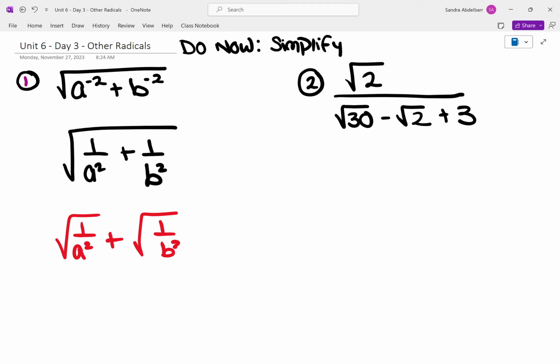No, because once again, what is this? A binomial. Can you split a radical through a binomial? No. So if you did this, you would have ended up with 1 over a plus 1 over b, and that's wrong. If you did it this way, you would have ended up with 1 over a plus 1 over b, and that's wrong. We cannot split a radical through a plus sign. Can't do it. So if we're not allowed to split a radical through a plus sign, then what should we have done here? Any ideas?